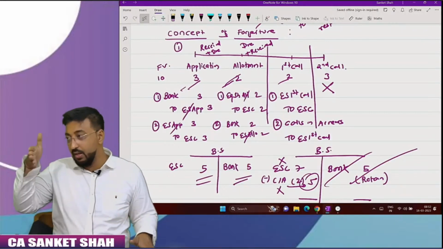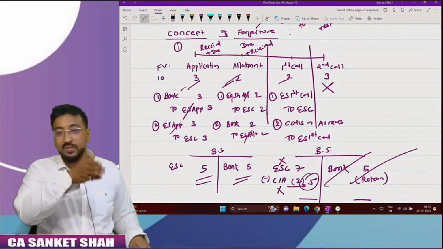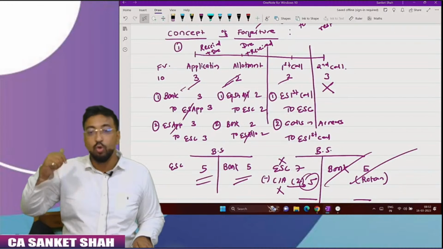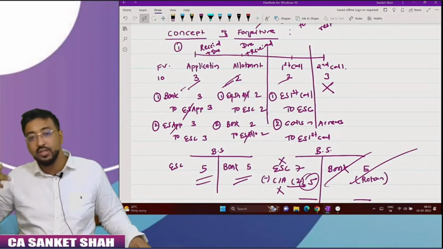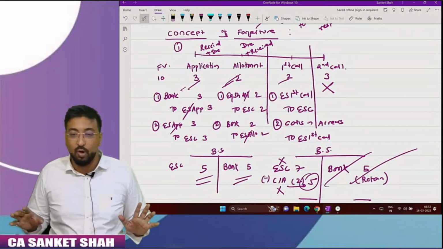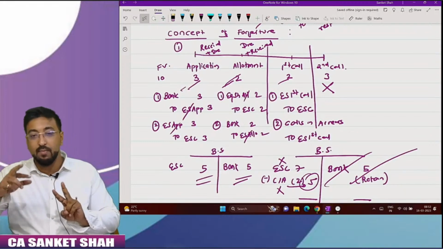See, your share is divided in 4 parts: application, allotment, first call, second call. Application money, because you always receive first and then you will give the share. So bank account debit to equity share application, and then equity share application to equity share capital. This is the entry for application. What is the entry for allotment? Equity share allotment account debit to equity share capital, and bank account debit to equity share allotment.